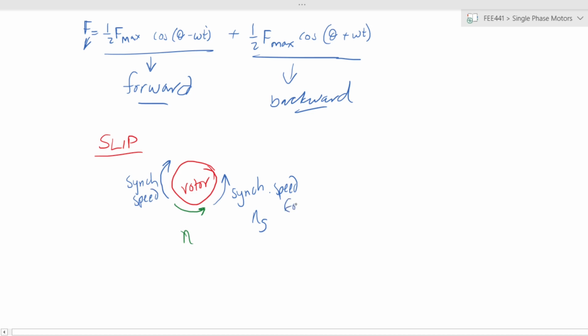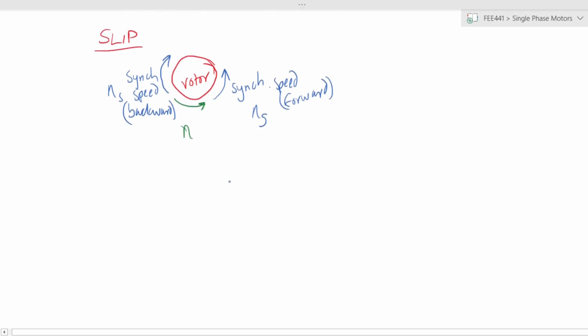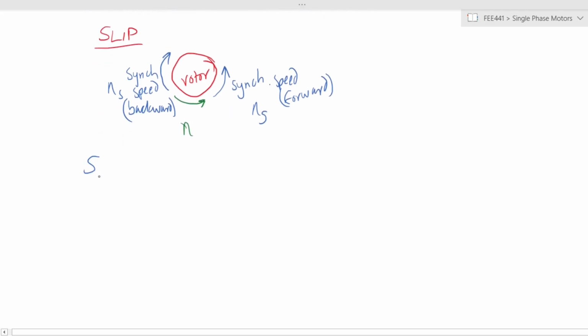You will have a forward synchronous speed and you will have a backward synchronous speed. Okay, so these two will be ns in the forward direction and ns in the backward direction. So what does that mean? We will also end up having two different slips. So let's say the first slip in the forward direction is given by (ns minus n) over ns, right? And this is equal to the normal slip that we usually have.